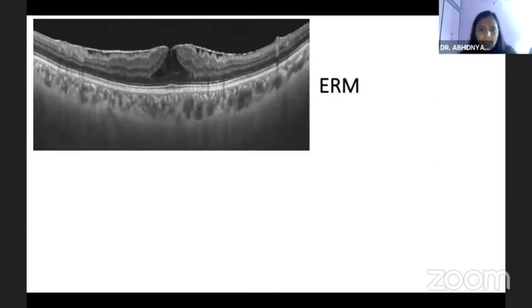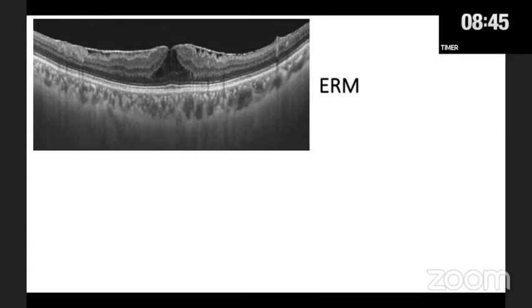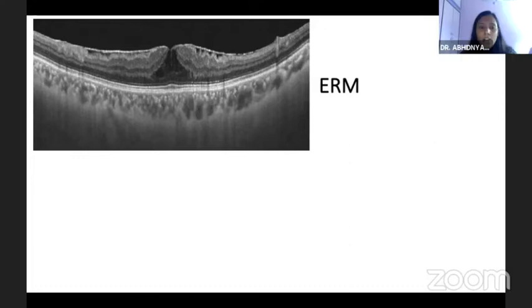Coming to the surface disorders, we have epiretinal membrane, which is a hyperreflective membrane with multiple tractional points. And this can further cause various traction at the inner layers and outer layers, leading to decrease in vision and metamorphopsia.